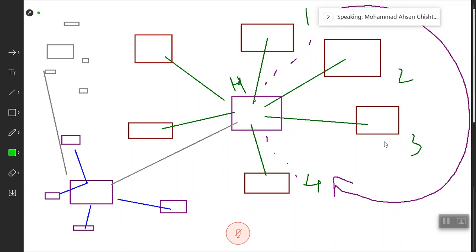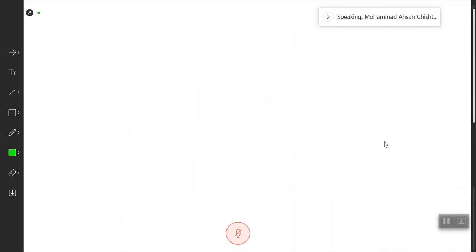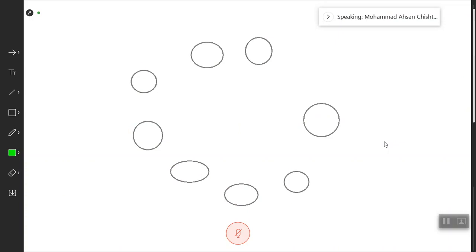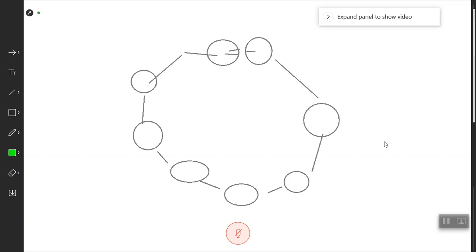And the fourth one that we come across is a ring topology. What is a ring topology? Easy to understand. We have nodes placed in the form of a ring, connected to each other, forming a ring fashion, or simply a circular fashion, in which data travels around the ring. Keep in mind that data travels in one direction.